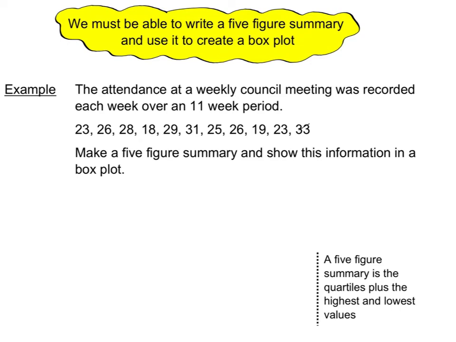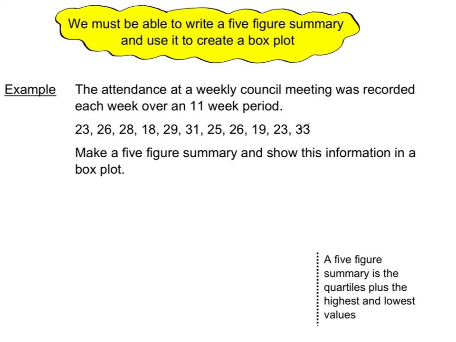So attendance at a weekly council meeting was recorded each week over an 11-week period, and each week the attendance figure was taken, so 23 people attended the first week, 26 people attended the week after that. So we're going to take these numbers here and try and create our 5-figure summary. As I said, your 5-figure summary is simply your quartiles plus 2 extra pieces at either end, which is your highest and lowest values. So we'll start by ordering this data so we can find our quartiles.